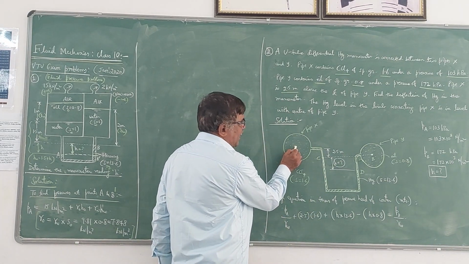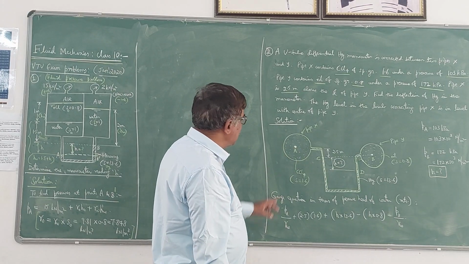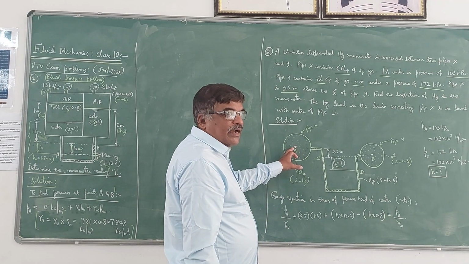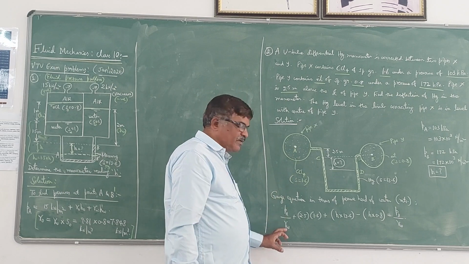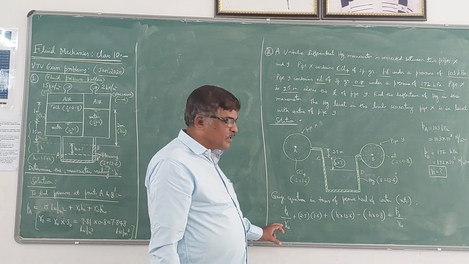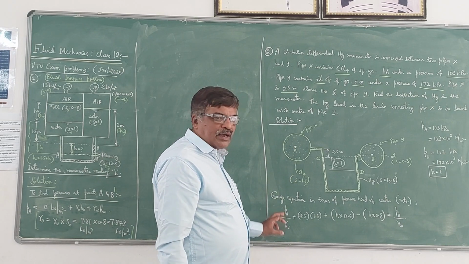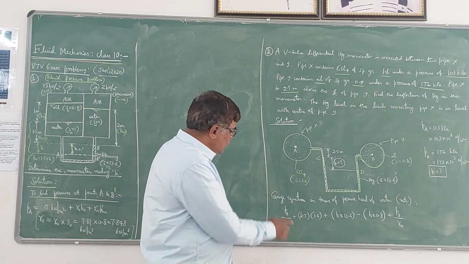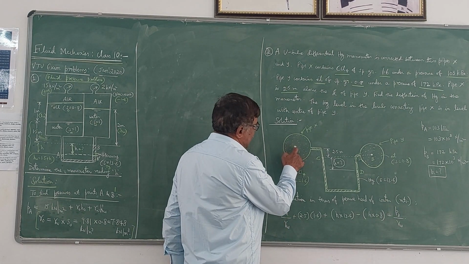Start from this point A. In terms of water, if you want to write, PA is the pressure at A divided by gamma W, because we are writing in terms of water, pressure head of water. So P by gamma gives the pressure head in terms of water. So PA by gamma W is the pressure here.